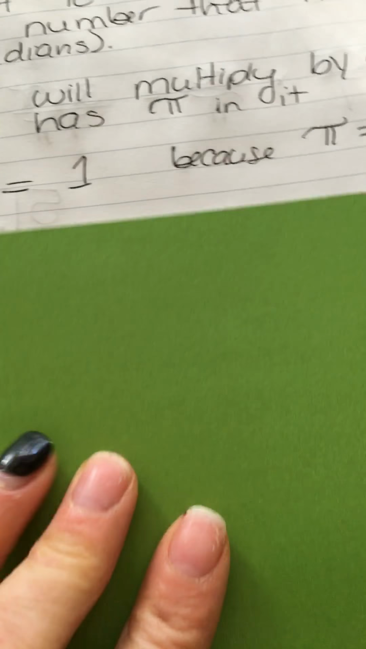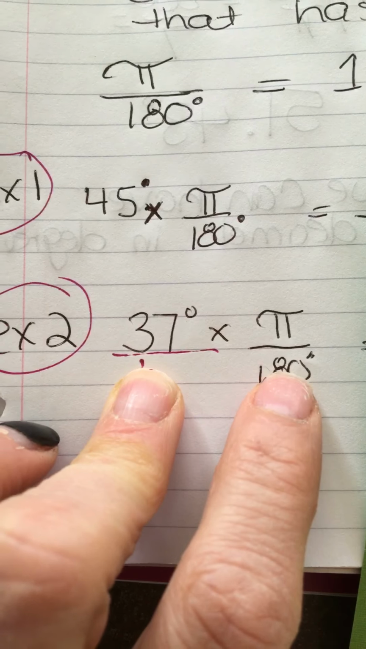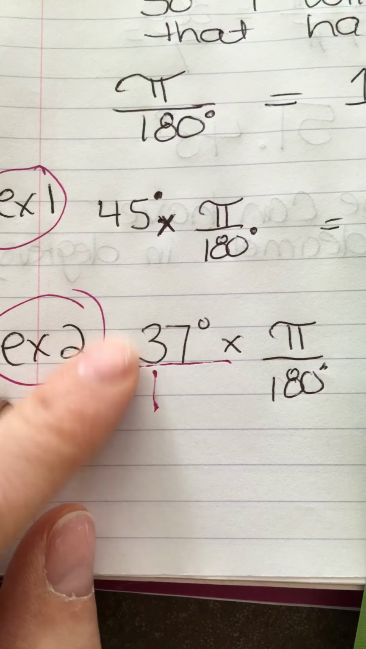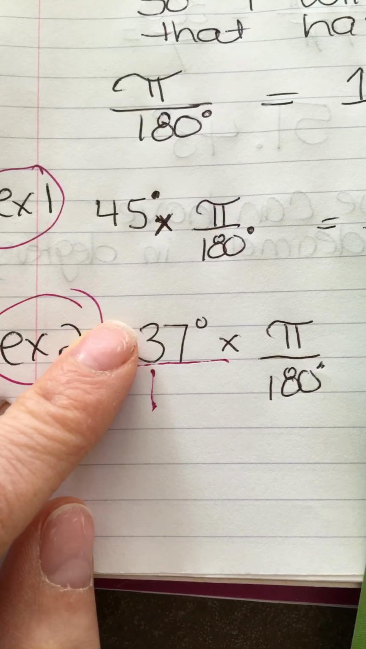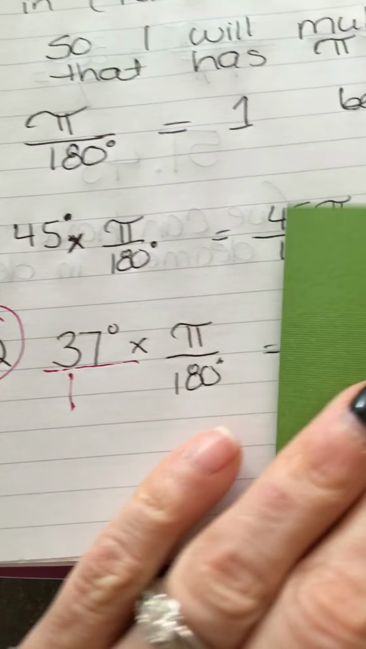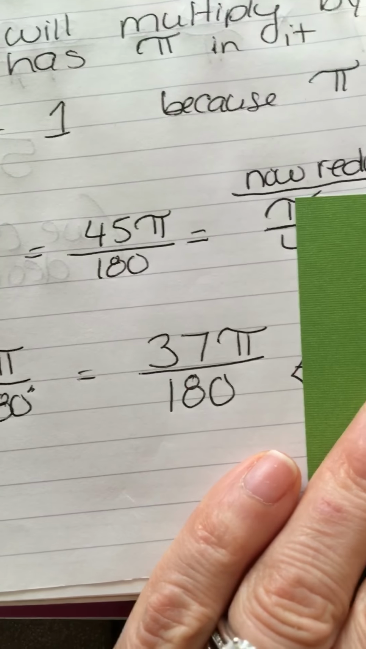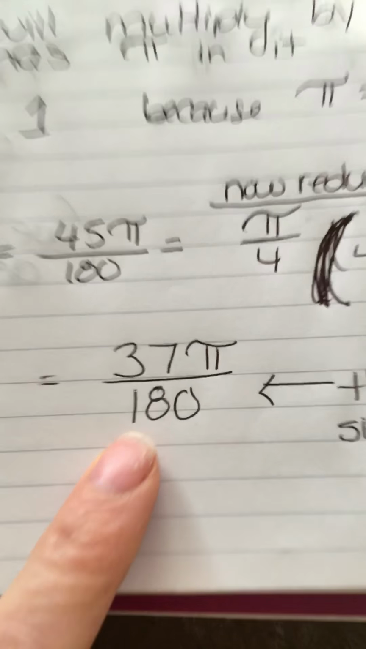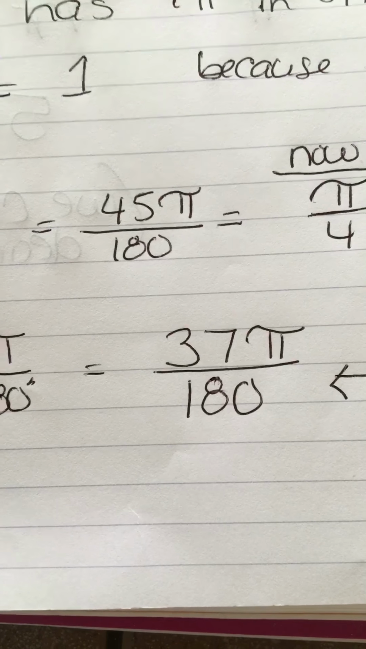Okay, next example. I'm going to want to change 37 degrees into radians, and I'm going to multiply that again by pi over 180. So 37 degrees is over 1. 1 is always in the denominator for any whole number. So I'm going to multiply those two together. 37 times pi will give me 37 pi. 1 times 180 gives me 180. Now I can't reduce that because 37 is a prime number, so this is as small as it goes.